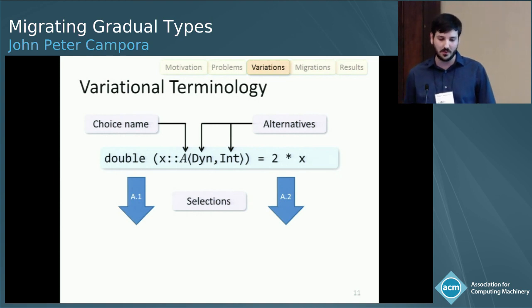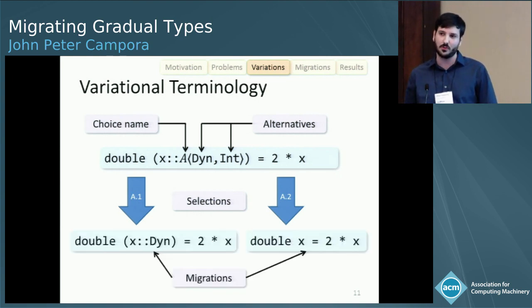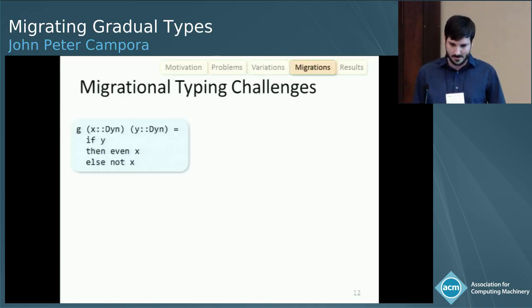So when we make the A.1 selection, we produce the original program where we had the dynamic annotation for X, and when we do the A.2 selection, we get the migration where we remove the dynamic annotation, and we have the inferred type int for X in this new program. And so we can type check all of this within the variational program.